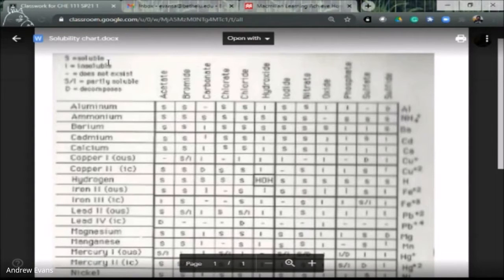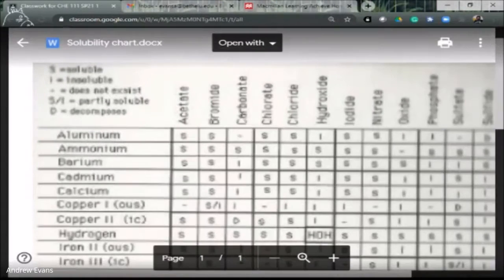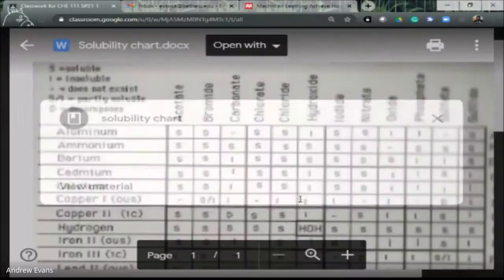S/I means it's partially soluble, and we're not really going to deal with that. It means it will dissolve, but not very well. And we're not going to really deal with those problems. The dashes just mean it doesn't exist. There's no such structure. There's no, for example, aluminum carbonate. There's no known chemical formula of aluminum carbonate.